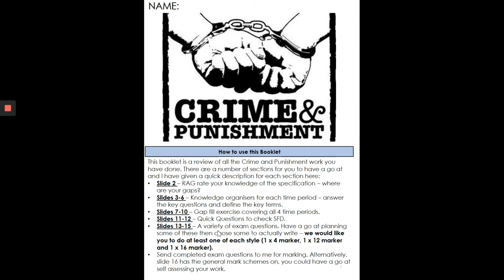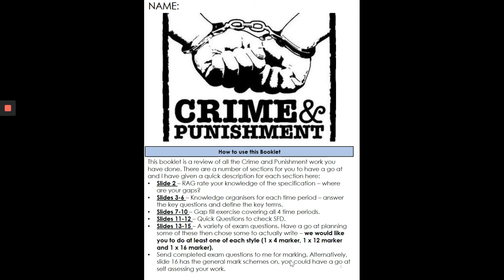And slides 13 to 15, there's a whole variety of exam questions. What we'd like you to try and do is have a go at each of the styles of exam question. So that's a 4 marker, a 12 marker, and a 16 marker. We'll remind you about each of those from these slides. And if you could send the exam questions to your history teacher for marking and feedback.